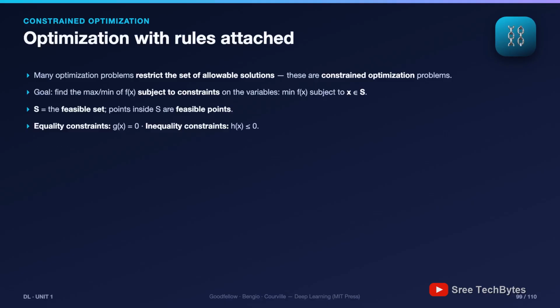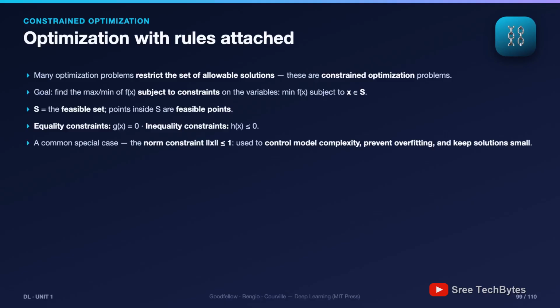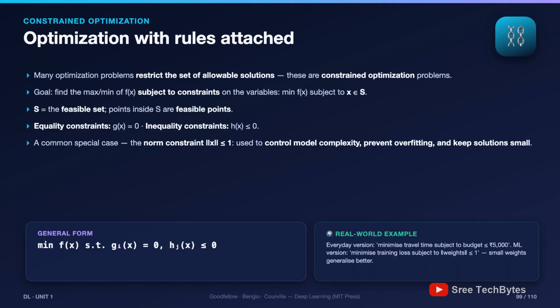Machine learning version, and here's where it gets relevant: minimize training loss, subject to the norm of the weights staying at most 1. Why cap the weights? Because remember the norms chapter, small weights mean simpler, smoother models that generalize better. Sound familiar? This is regularization, wearing formal clothes. The norm ball constraint controls model complexity and prevents overfitting. The next 3 slides give 3 different ways to actually solve such problems.